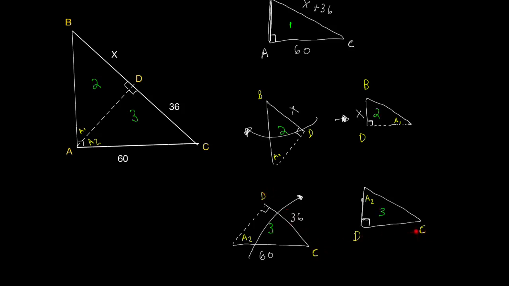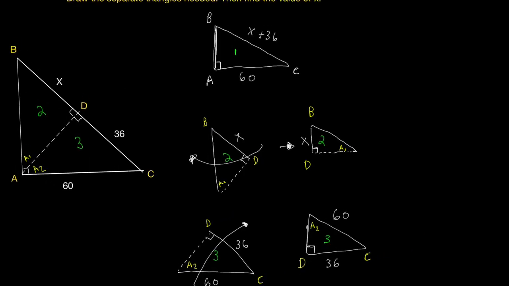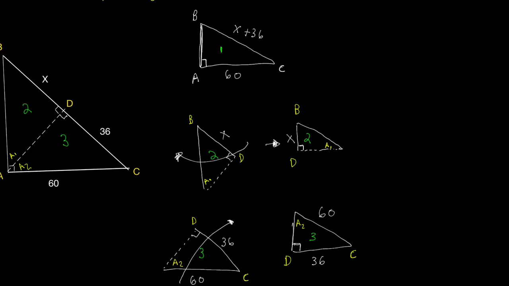DC, that's the one with 36. Let's label that. And then A2 to C, that's 60. So now we have all three triangles facing the same direction.